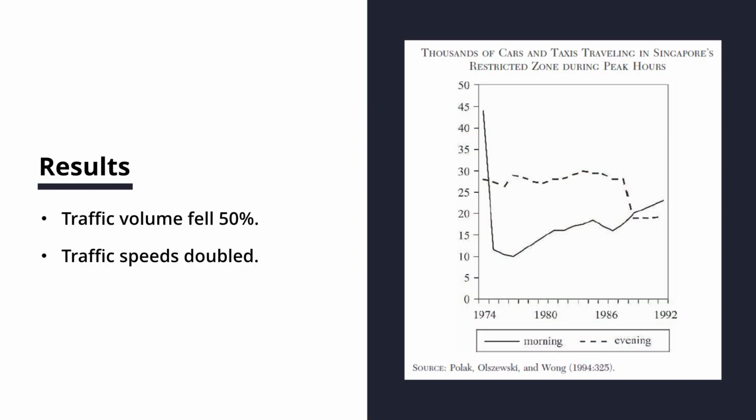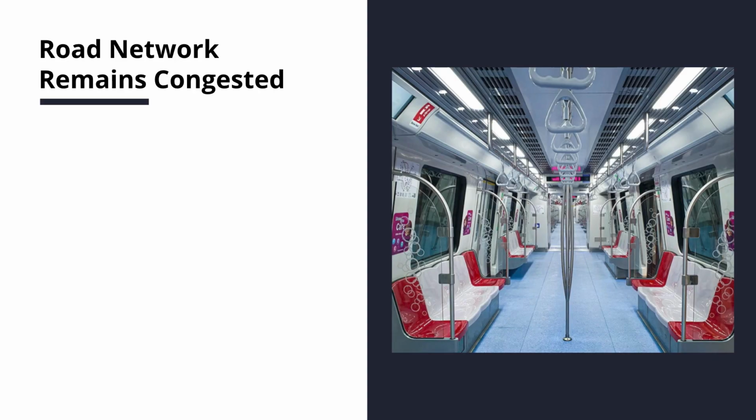And it did work, right? As crude as it worked. So traffic volume fell about 50%, traffic speeds doubled. You can see the number of cars and taxis traveling through the zone plunge after 1975. So this was very encouraging. But the road network did remain congested. And so Singapore took a number of extra steps.